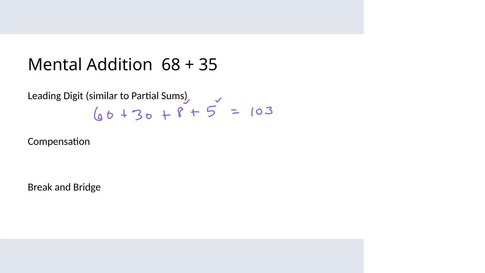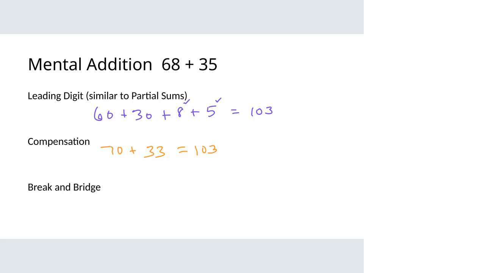Another mental addition strategy is called compensation. What we do with compensation is we make one number bigger and the other one smaller by the same amount. So when I look at this one and I see 68 and 35, well, I don't like 68, but if I could make that 68 a little bit bigger, if I could make it bigger by 2 and then make the 35 smaller by 2, I have the same problem. This one got bigger by 2, this one got smaller by 2. So I haven't changed the value, but now I have something I can add in my head. 70 and 33, 103.